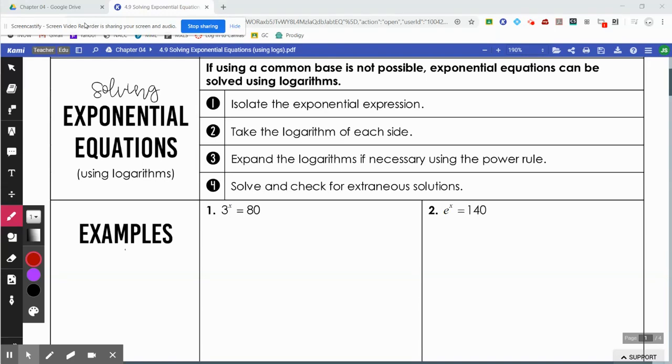In this video, we're going to be solving exponential equations by using logarithms. If using a common base is not possible, exponential equations can be solved using logarithms. So these are the same problems that we solved before, except for now we can't get a common base.